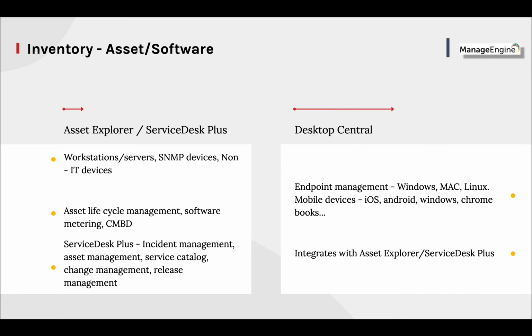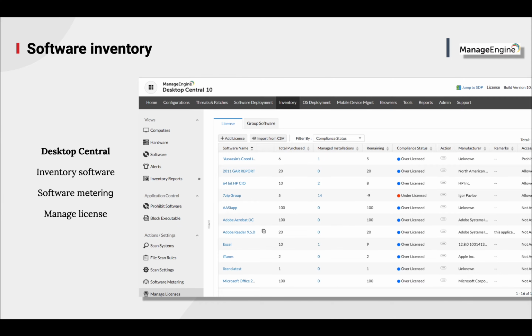and Chromebooks. On all these three platforms, you can do a scheduled periodic scan, so the inventory of your infrastructure will be up to date. You can do inventory and manage licenses in these three products: Asset Explorer, Service Desk Plus, and Desktop Central.